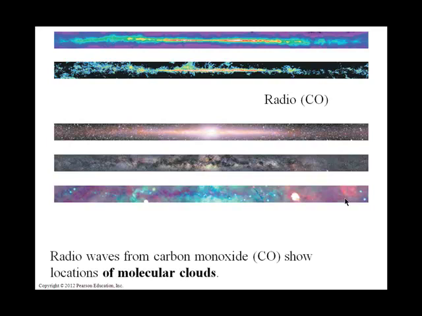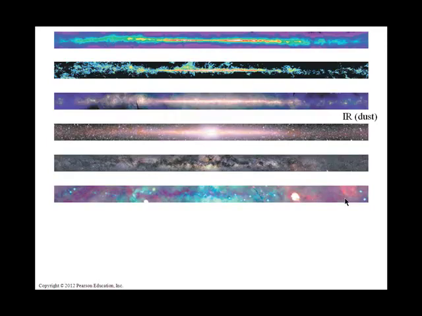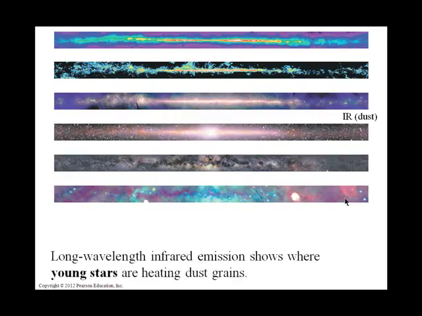This is also radio, a little bit shorter wavelength, and it sees the molecule carbon monoxide, and that's an indication for where stars are being formed, or potentially can be formed. Here we see another infrared. This would be a little bit longer infrared than the other one. At each wavelength, they tell us different things about the disk of our galaxy.